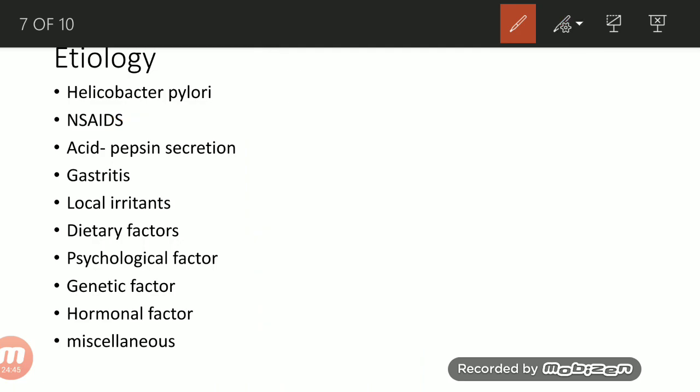Acid and pepsin secretion: for your peptic ulcer to develop, there has to be some level of secretion of your acid as well as pepsin. Without any secretion of acid or pepsin taking place, your peptic ulcer will not develop.